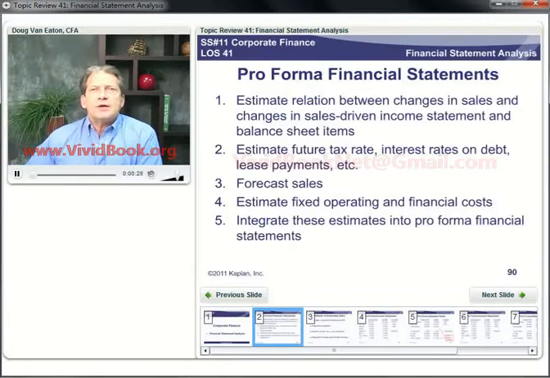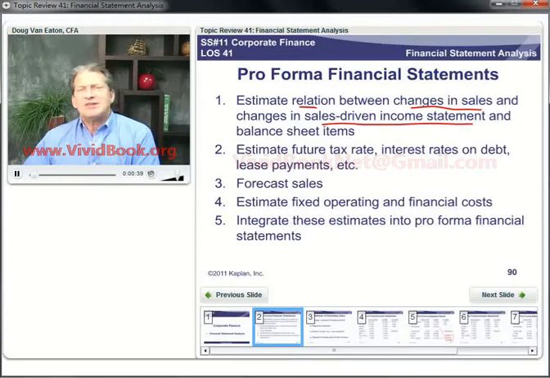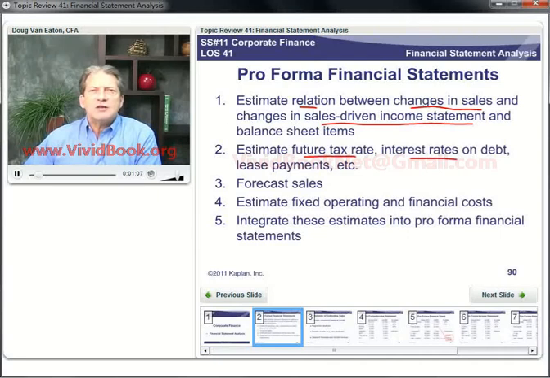In our pro forma financial statements, we're going to estimate the relation between changes in sales and changes in sales-driven income statement and balance sheet items. As an example, think of cost of goods sold. If we predict sales are up 10%, it'd be pretty reasonable to estimate cost of goods sold is up 10%. If we know we can produce another 10% without changing our factory, then our fixed assets might not be driven by sales. So once we do this, then we estimate our future tax rate, interest rates on debt, and lease payments.